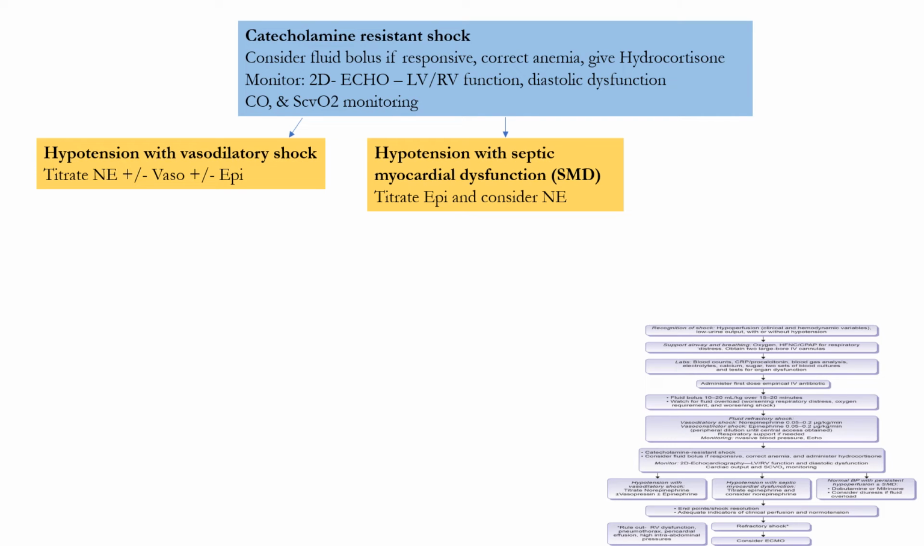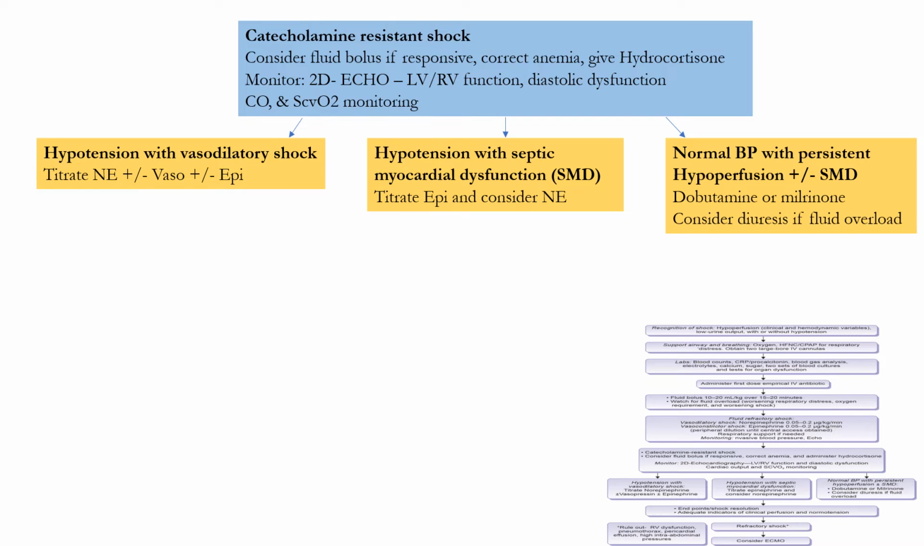The second possibility is hypotension with septic myocardial dysfunction. Now, whenever there is myocardial dysfunction, cardiac output shall decrease and you need to titrate the doses of your inotropes. So, you titrate the dose of epinephrine. You begin with epinephrine and in case required, you consider norepinephrine as well. So, in shock with myocardial dysfunction and narrow pulse pressure, epinephrine is the initial vasoactive drug. It is given in a dose of more than 0.1 microgram per kg per minute. It has beta adrenergic as well as alpha agonist action.